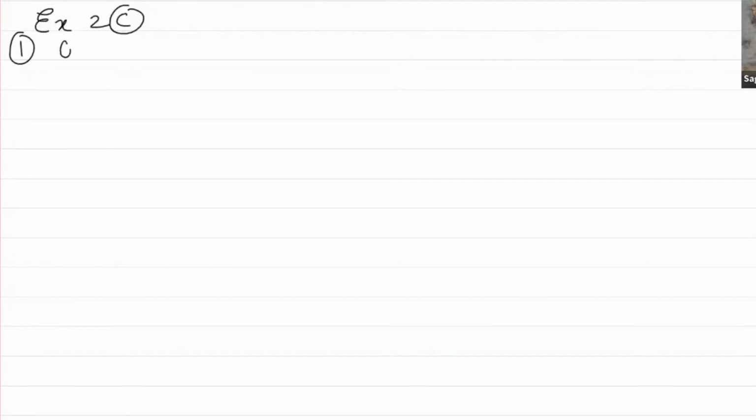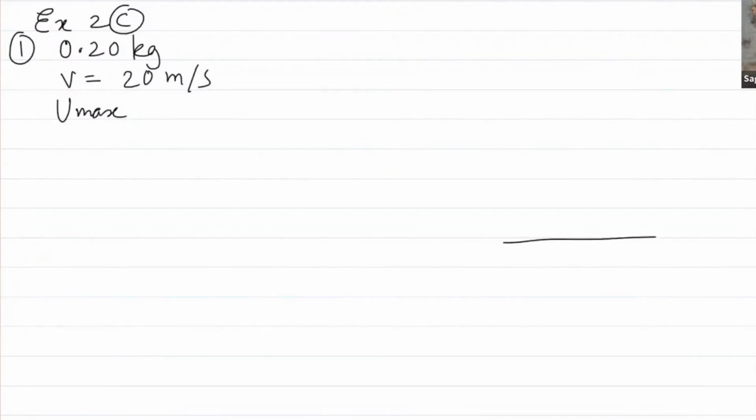The mass of the ball is 0.20 kg, and the velocity is 20 meters per second, and you have to calculate the maximum potential energy. So now this is something I will write one time, and then you will have to write it in every question wherever we use this logic. Let me explain it to you one more time.